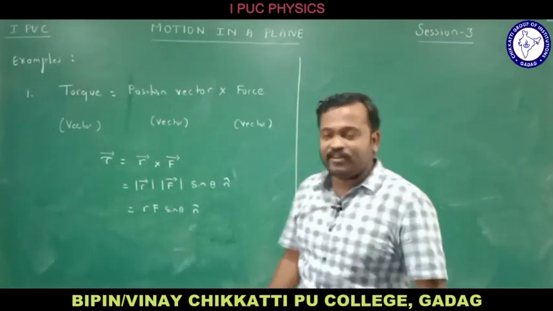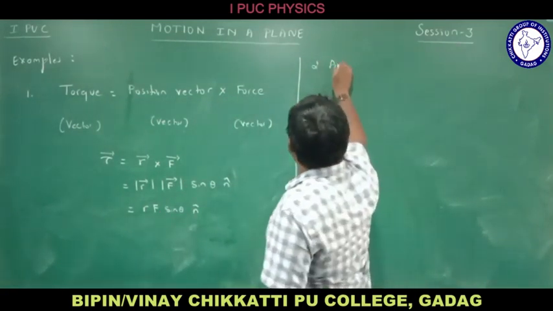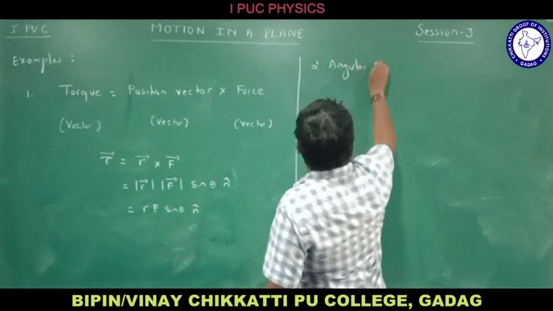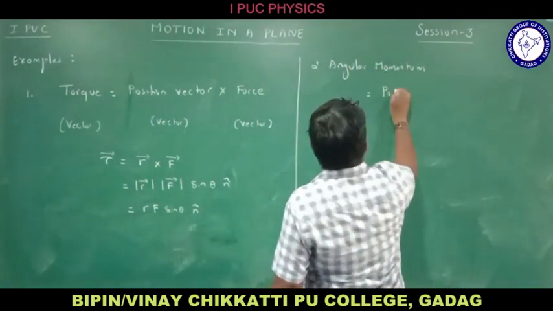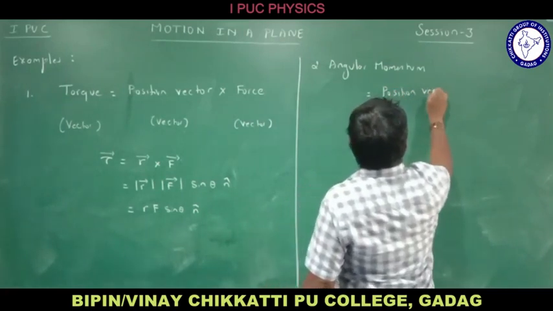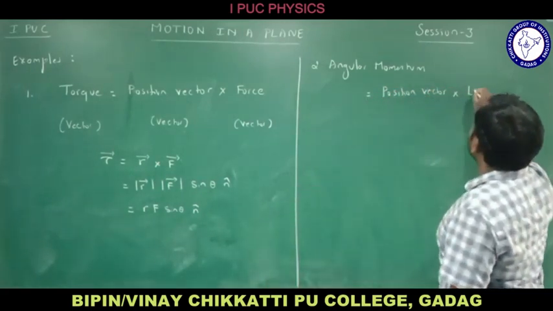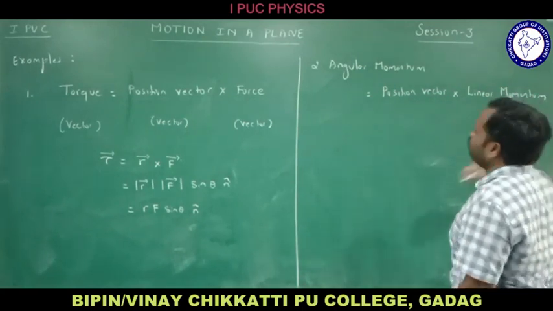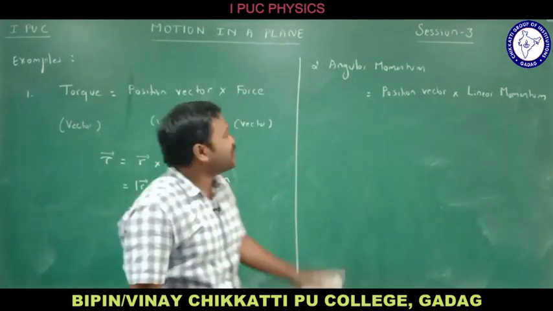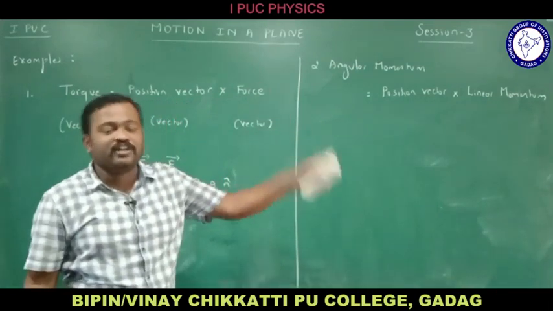Let me go with the second one. That is angular momentum. So this is one of the formulas. Angular momentum is equal to position vector into linear momentum. So this is one of the formulas again that we will be studying here, right? Angular momentum is equal to position vector into linear momentum.